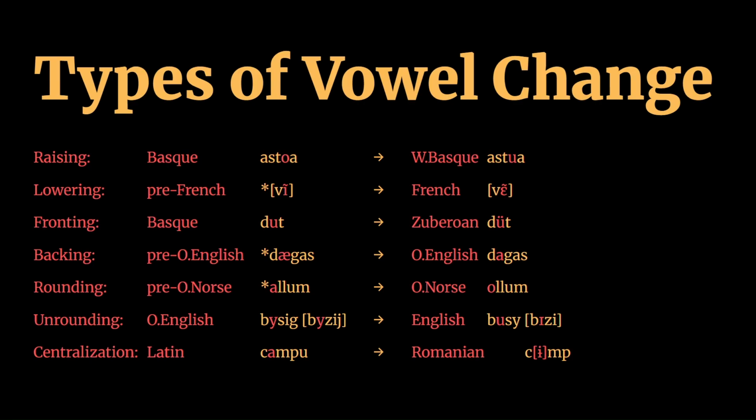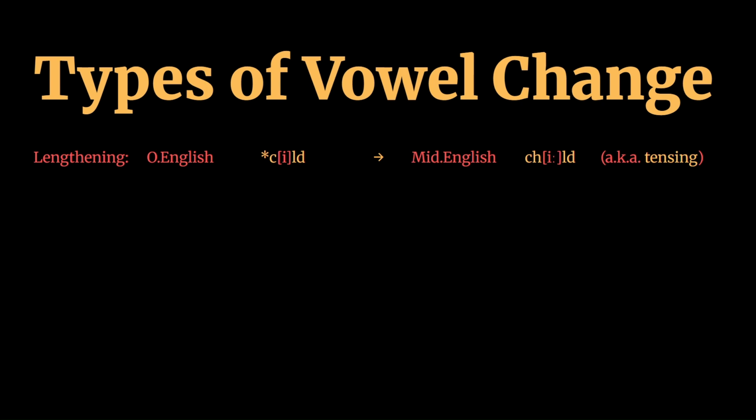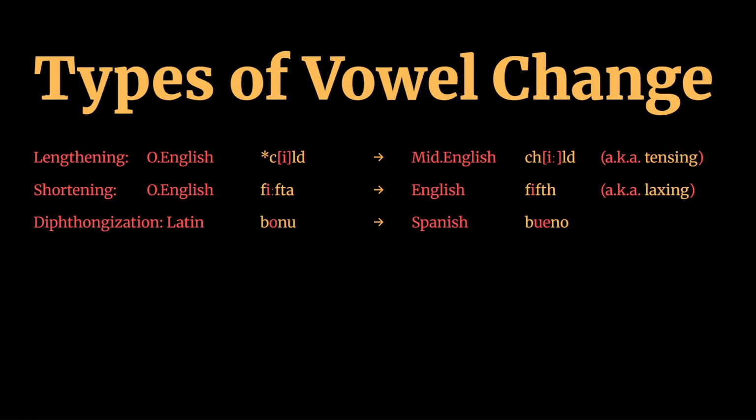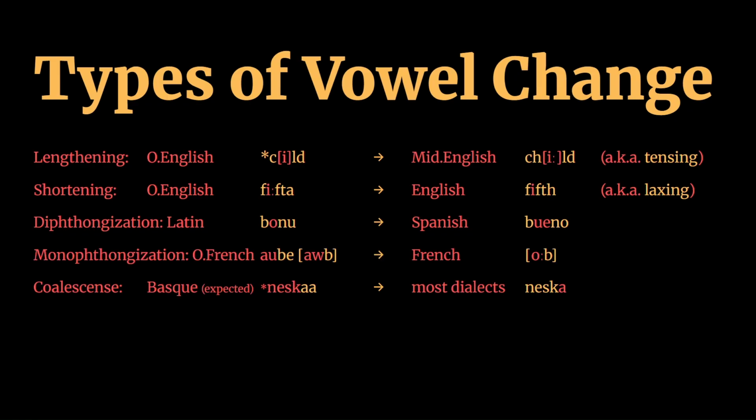Vowels can be lengthened. This is sometimes referred to as tensing, although that's typically when it's accompanied by a movement of the tongue root as well. Similarly, vowels can be shortened, often called laxing, although again, that's usually when it's paired with some kind of movement of the tongue root. Vowels can also be diphthongized or monophthongized. Coalescence can also occur when two vowels in hiatus merge into a single vowel. Reduction is when a vowel tends to move towards the center and be less distinct, less pronounced.